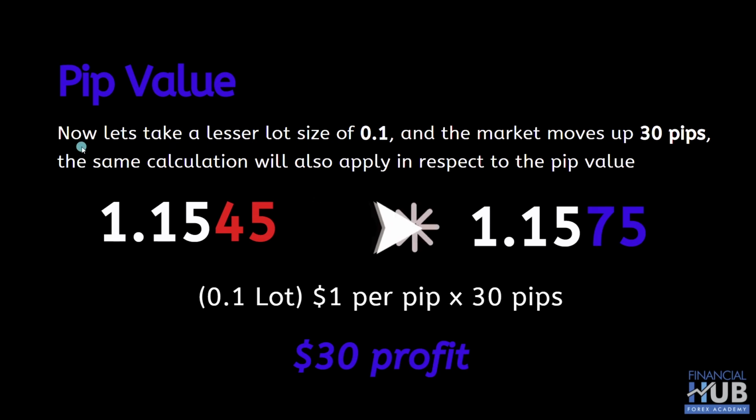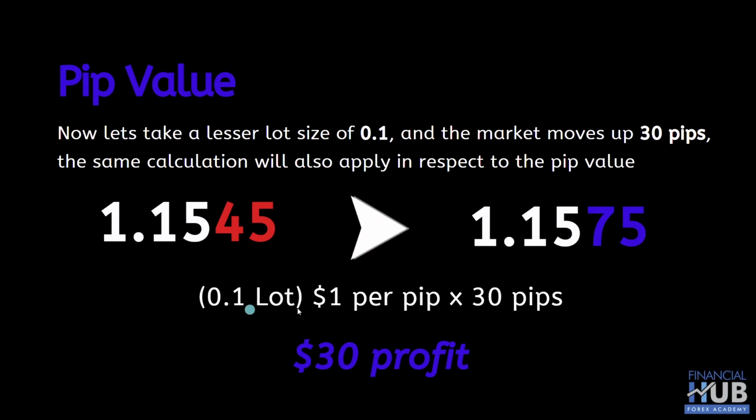So let's take a lesser lot size of 0.1 and the market moves up 30 pips. The same calculation will also apply in respect to the pip value. Same thing. So 1.1545 moves up to 1.1575, so about 30 pips.